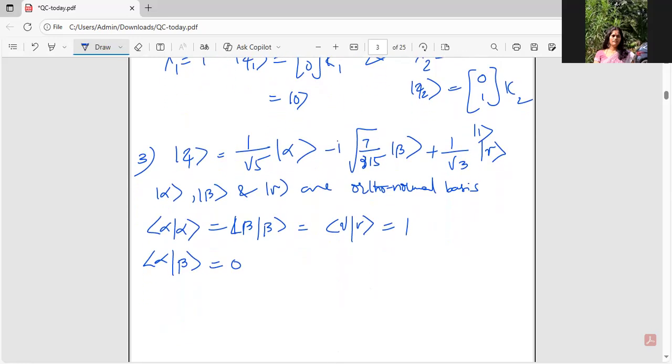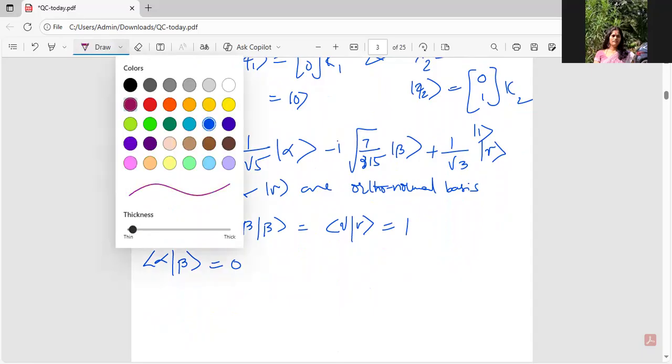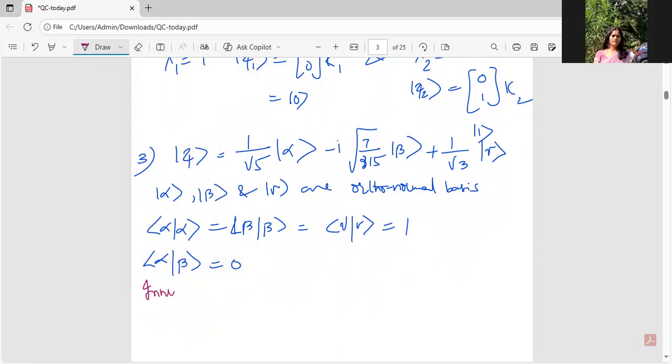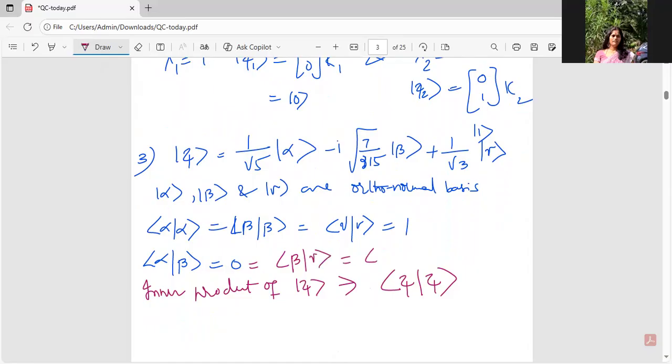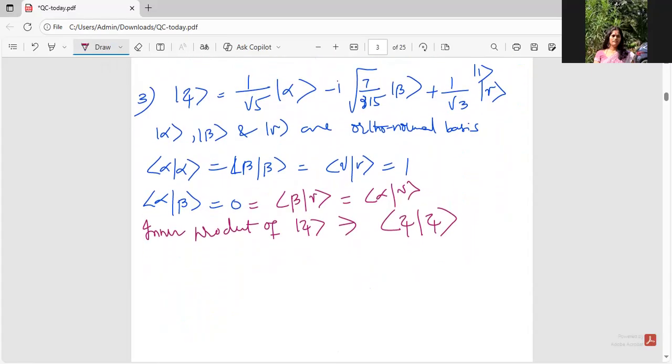Inner product of ket xi is nothing but this one. You are being asked to evaluate this. Of course, let me finish off the remaining ones. Inner product of beta with gamma and inner product of alpha with gamma are all zeros, guys. Now for the inner product, I have ket xi, guys. I want its dual, bra xi.